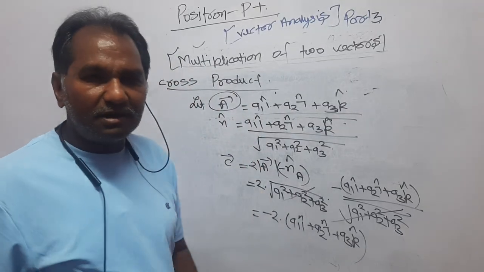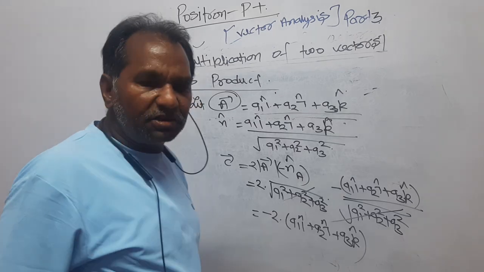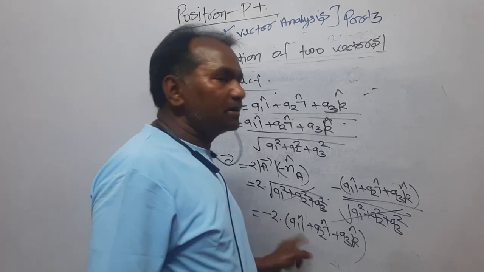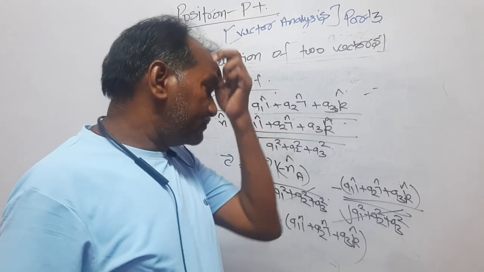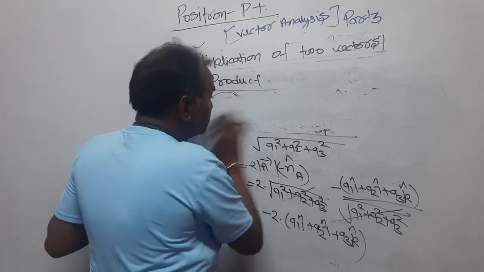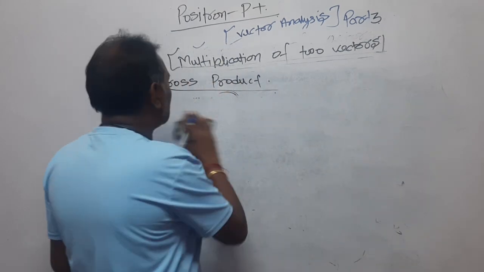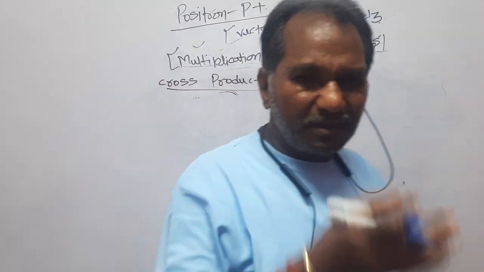This result you get means actually it is 2 times vector A but oppositely directed, so I have written negative in front of vector A. This is the value of vector C. Now dear students, what we are going to discuss is the cross product of two vectors.